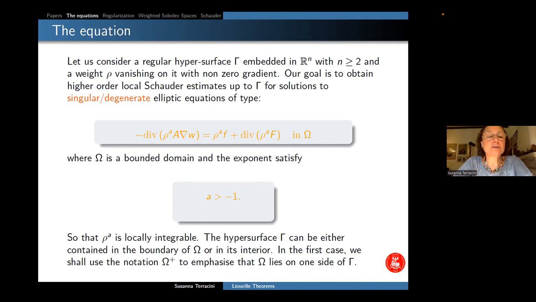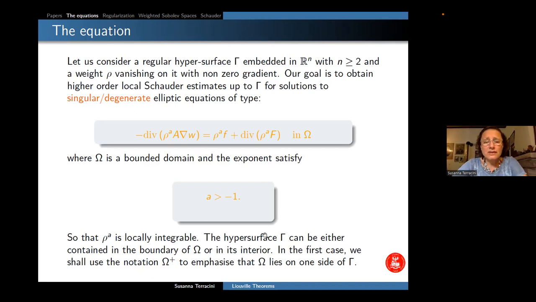Our goal is to obtain higher order local Schauder estimates up to the boundary for solutions to the singular degenerate elliptic equation of the type, in divergence form, minus divergence of rho to the a, matrix A times gradient of u, equals some right-hand side. The matrix A will have variable coefficients, and small f and the vector field capital F will be given in certain function classes. And omega is a bounded domain. The exponent a exceeds minus one, so that the weight rho to the a is locally integrable.